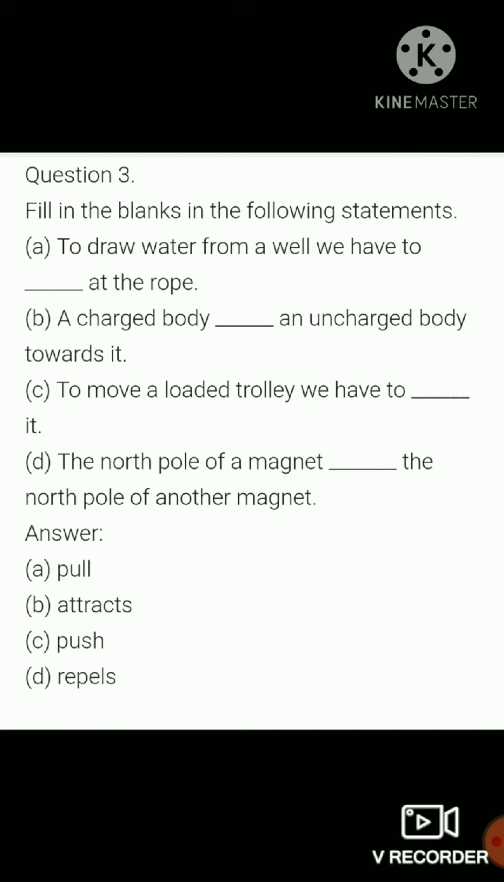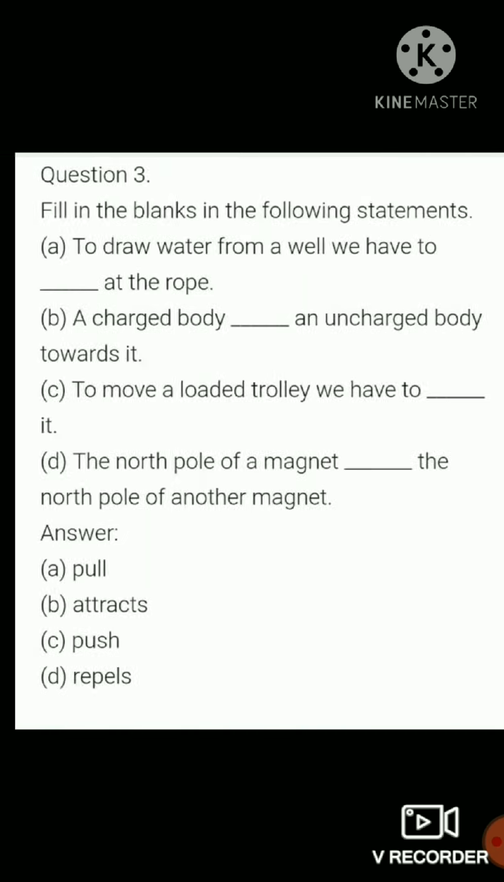Fill in the blanks in the following statements. To draw water from a well, we have to pull at the rope. A charged body attracts an uncharged body towards it. To move a loaded trolley, we have to push it. The north pole of a magnet repels the north pole of another magnet.